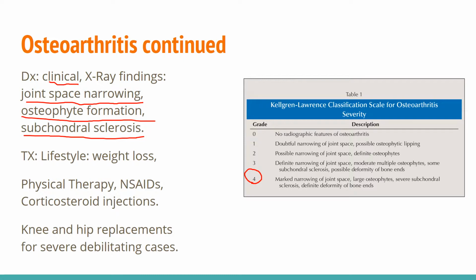And usually when you get to Kellgren-Lawrence classification scale 4, you consider replacements. So treatment is lifestyle, weight loss, physical therapy, NSAIDs, and corticosteroid injections depending on the case, and then, as mentioned before, knee and hip replacements for severe debilitating cases.